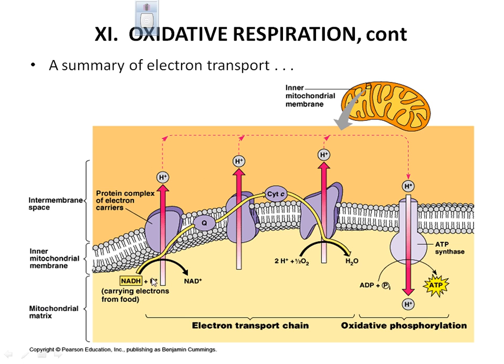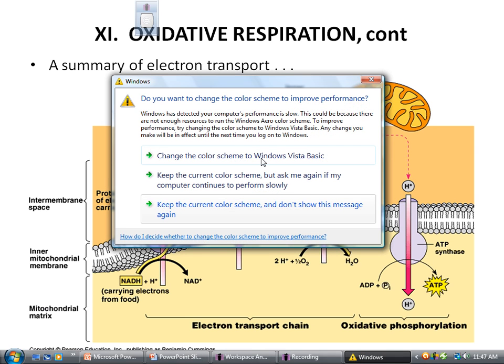So NADH and FADH2 break off electrons. The electrons pass through from complex to complex to complex.